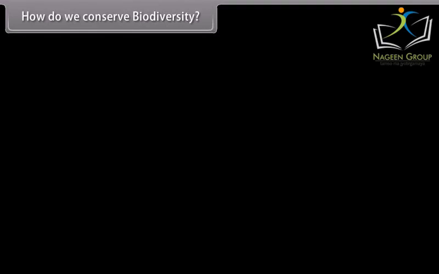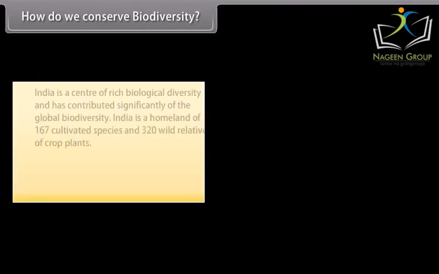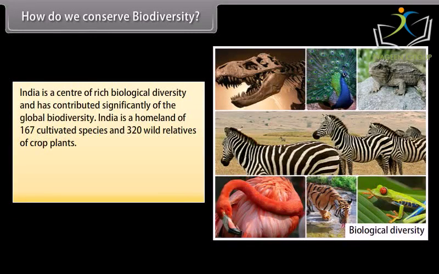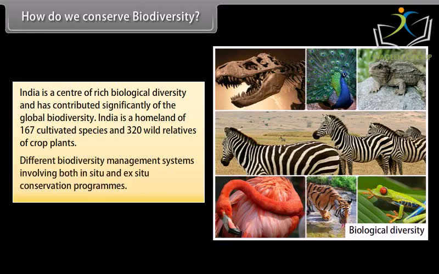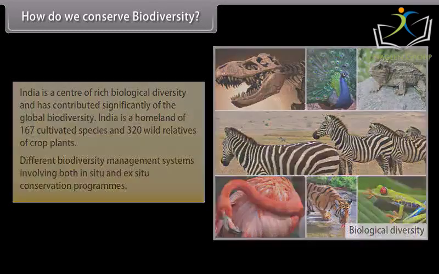How do we conserve biodiversity? India is a center of rich biological diversity and has contributed significantly to the global biodiversity. India is a homeland of 167 cultivated species and 320 wild relatives of crop plants. Different biodiversity management systems involve both in-situ and ex-situ conservation programs.